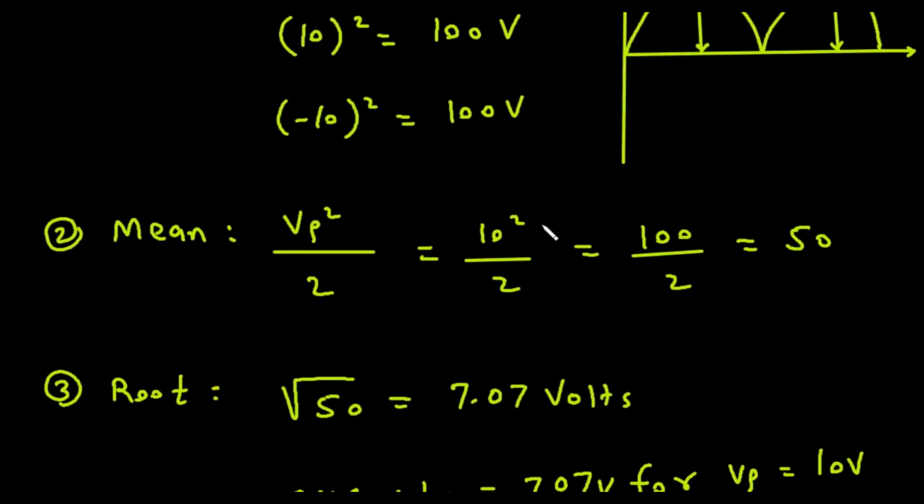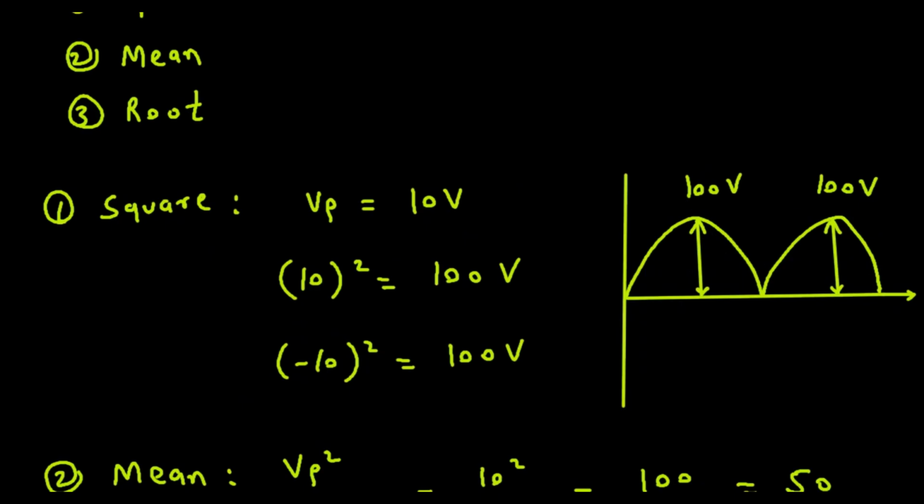So it will be Vp square, that is 10 square divided by 2. 10 square is 100, and 100 divided by 2 is 50. So the mean of this waveform will be 50.